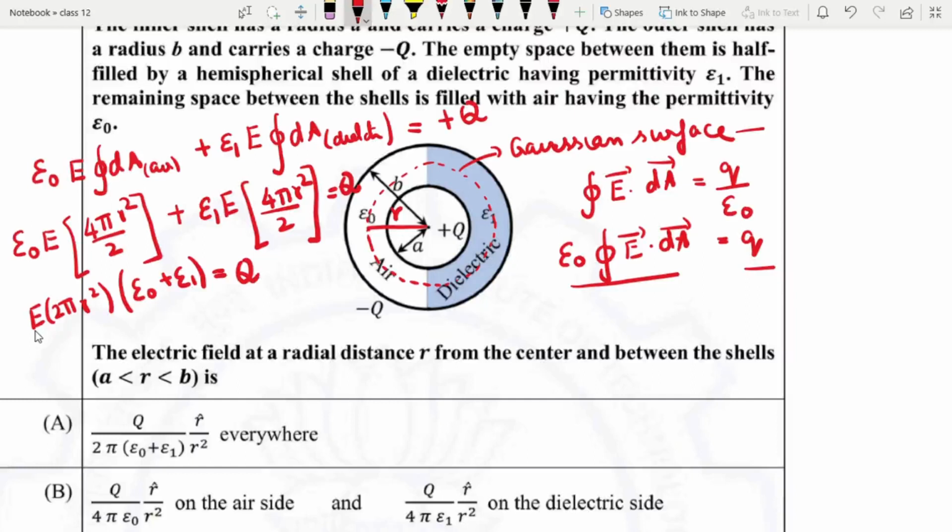Here in the question they have asked us to find the electric field. So E vector is equal to 1 by 2 pi r square, Q divided by epsilon naught plus epsilon 1, into unit vector r cap. So the correct answer is option A.